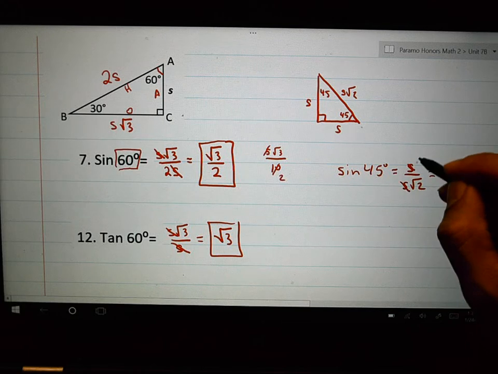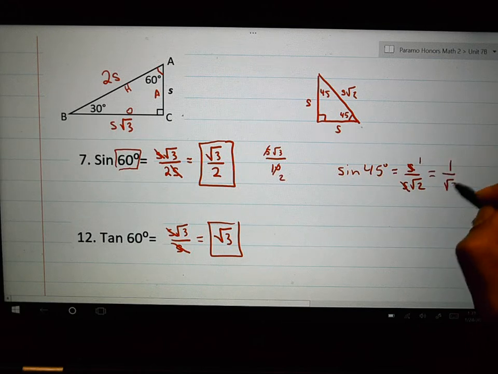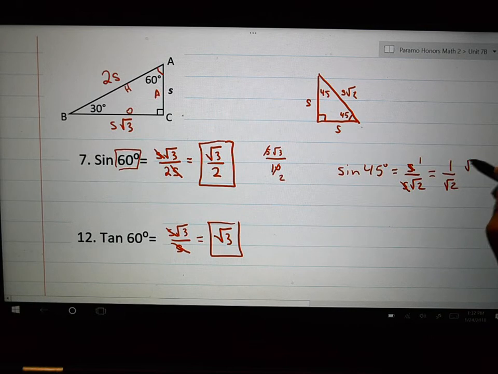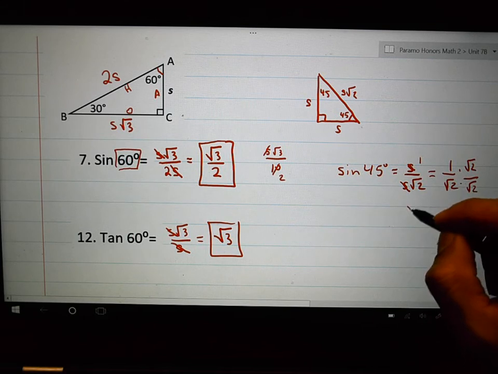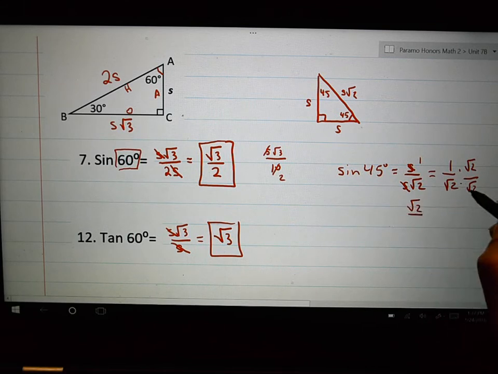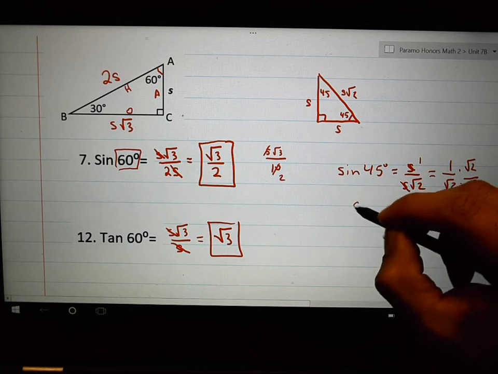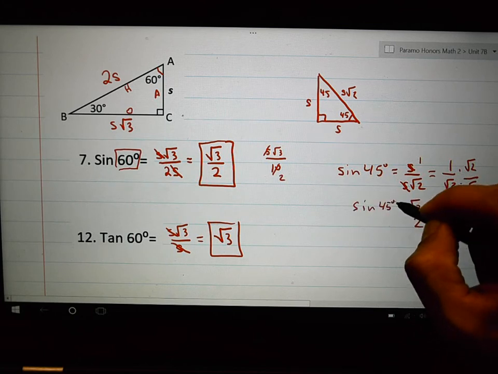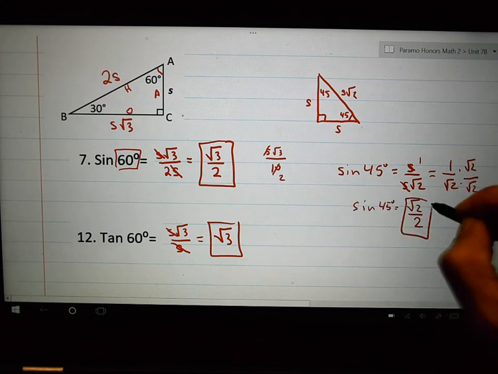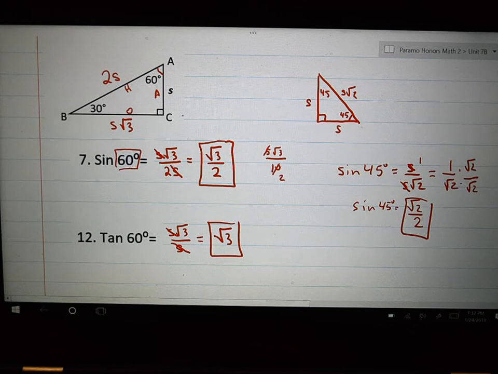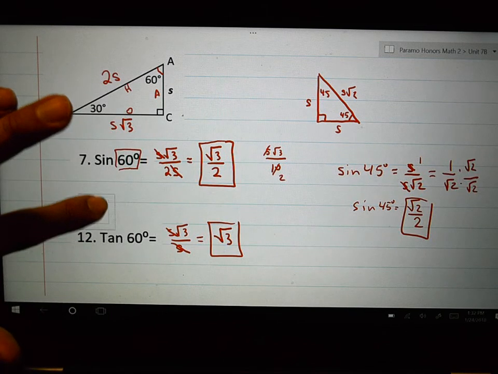Coefficient goes into it one time, 1 over root 2. That is not rationalized. You need to rationalize it, please, for right now. Root 2 times root 2. So the sine of 45, square root of 4 is 2. The sine of 45 degrees will always reduce to root 2 over 2. That just gives you one more example of how to do it. Okay, moving on.